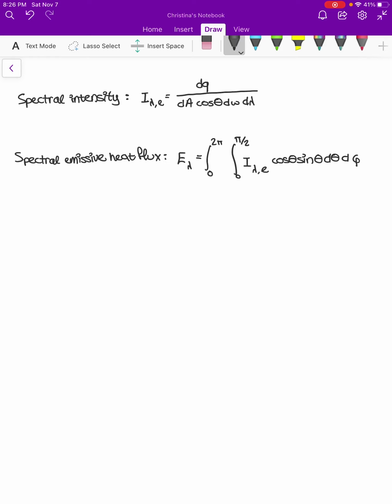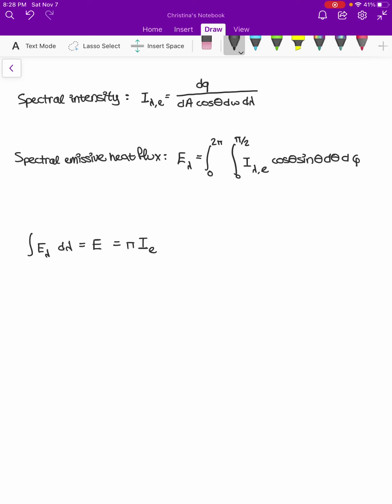For all these terms with a subscript lambda, the subscript means that they are the derivative with respect to lambda. What I mean by this is that the integral of E sub lambda d lambda is equal to E. And this is what we now call the total emissive power. And the total emissive power is related to the total intensity through pi.